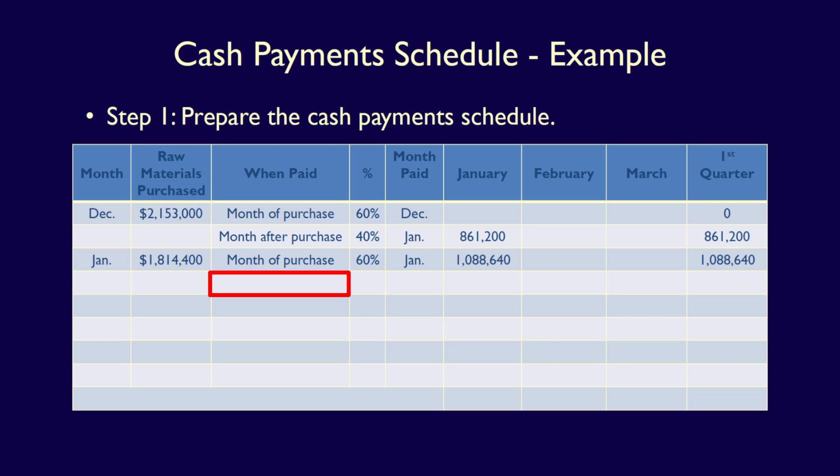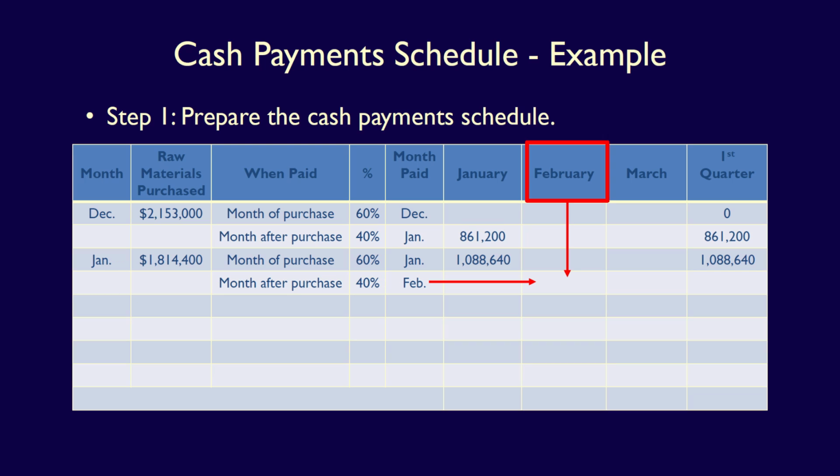However, I do need column 3, when paid, which is a copy from the history of payments, month after purchase, and the percentage, 40%. Same as December. Just copy it down. Purchases in January paid in the month after purchase, and the month after purchase is February, so we place February in the month paid column. Do we have to do a calculation? The month paid is February, and we have a February column, so yes, we have to do a calculation.